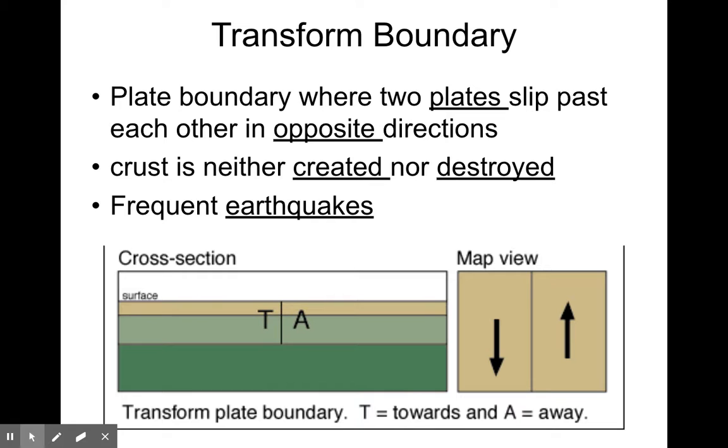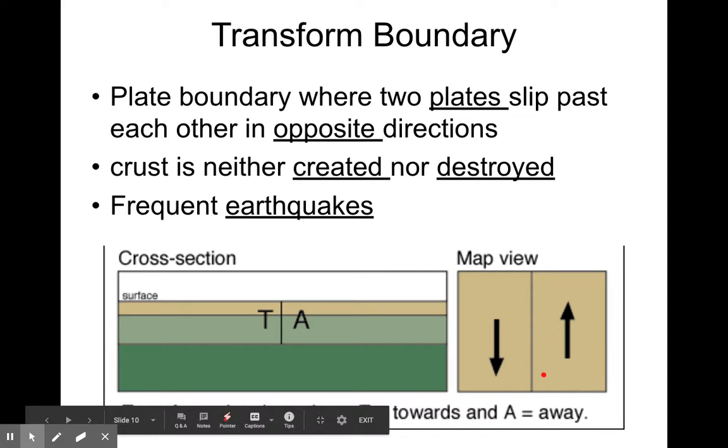Our last plate boundary that you need to understand is transform plate boundary. So convergent collides, divergent divides, and transform plates, they slide. So they are sliding past each other. I'm sorry, I said towards and away.